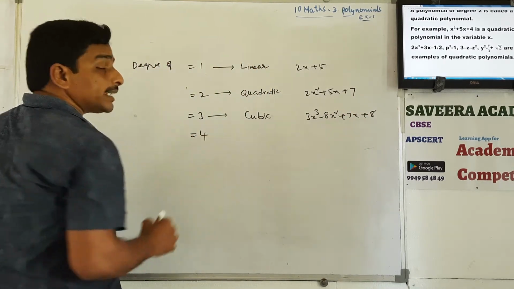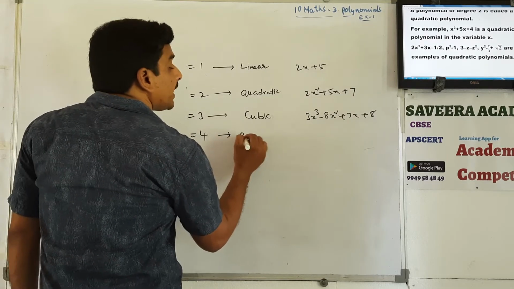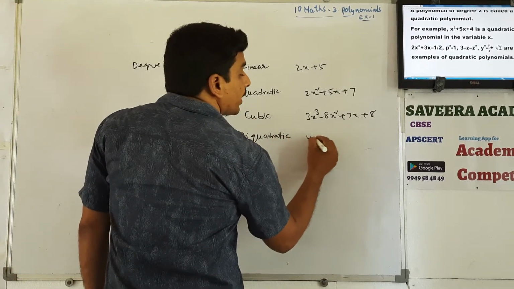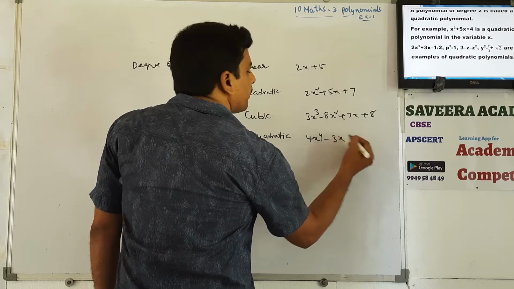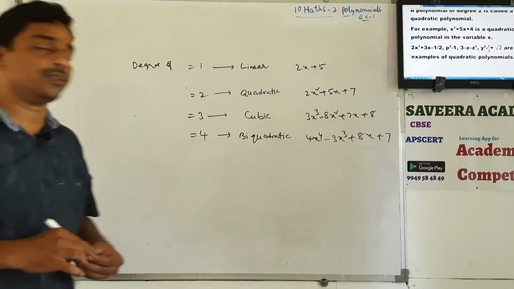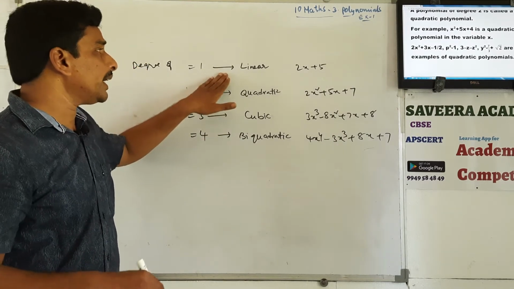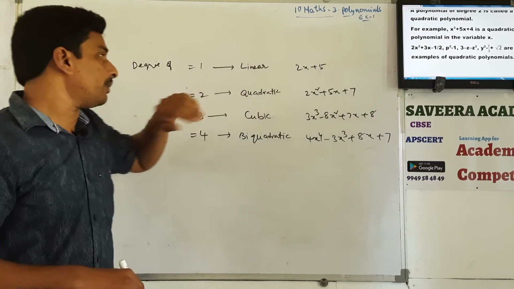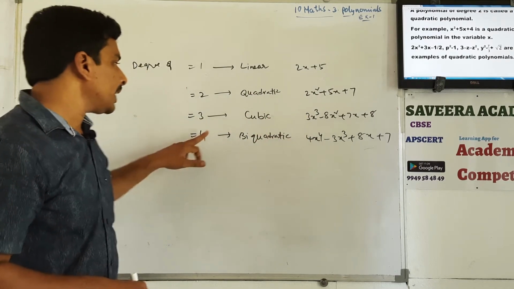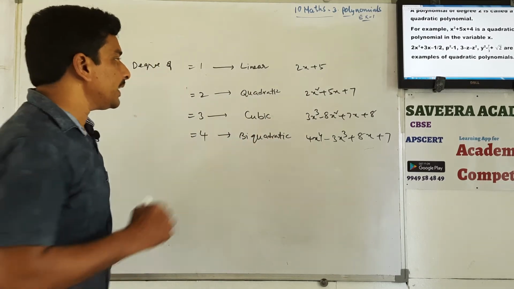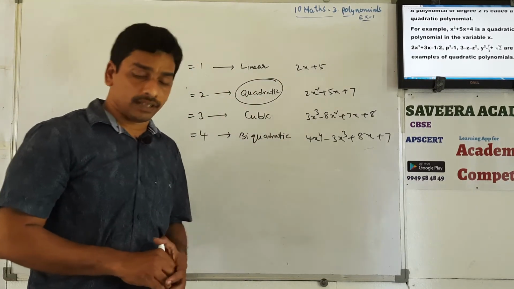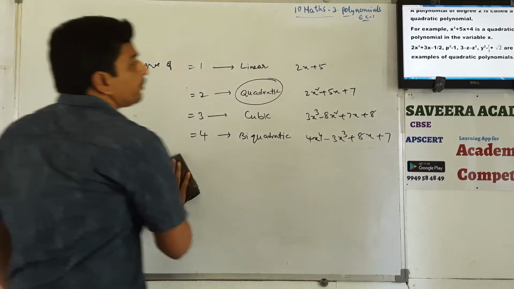Next, if the degree is equal to 4, then that is called a biquadratic polynomial. 4x power of 4 plus or minus 3x cube plus 8x plus 7, like that we can write. Do you understand, students? Depending on the degree: degree 1 is a linear polynomial, degree 2 is a quadratic polynomial, degree 3 is a cubic polynomial, degree 4 is a biquadratic polynomial. In this chapter we shall discuss the properties of quadratic polynomials, etc. We will see all those things.